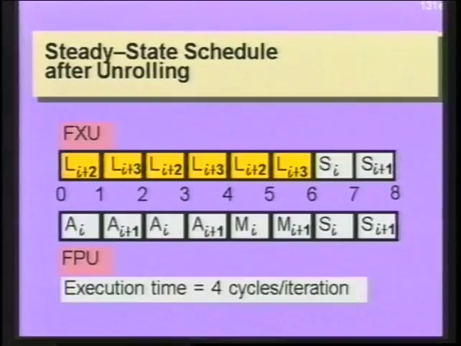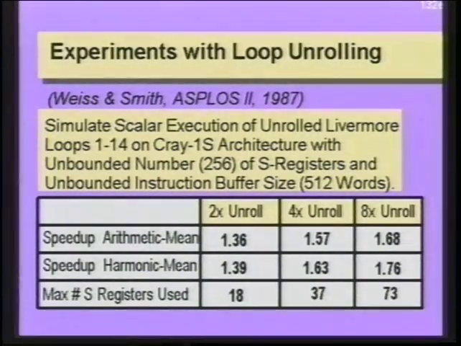The fact that loop unrolling can lead to improved performance has been observed several times in the past by different researchers, and it's well known among compiler writers in the industry that this can be useful. However, for some reason there have not been a sufficient number of systematic studies done. One study that's been good in this respect was performed in 1987, where Weiss and Smith simulated the execution of the first 14 Livermore loops on a Cray architecture. What they did was they unrolled each of the loop kernels by factors of 2, 4, and 8. And then they measured the speedup that would be obtained.